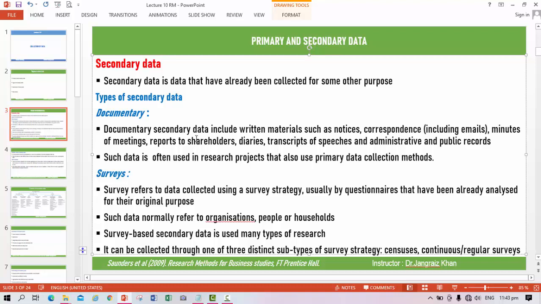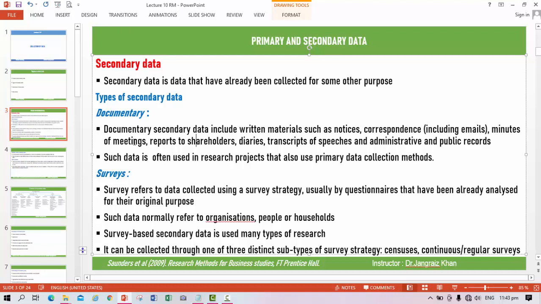We have different types of the secondary data, and the first type is the documentary secondary data. Documentary secondary data include written materials such as notices, correspondence, which is done through email or some other sources, the minutes of the meetings, reports to shareholders, diaries, the transcripts of speeches and administrative and public records. Such data is often used in the research projects that also use primary data collection.